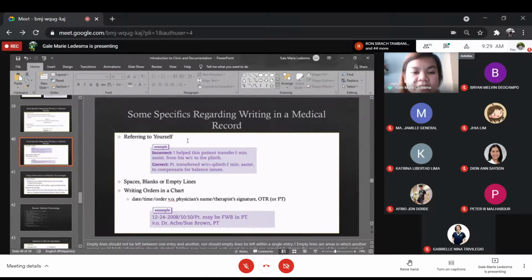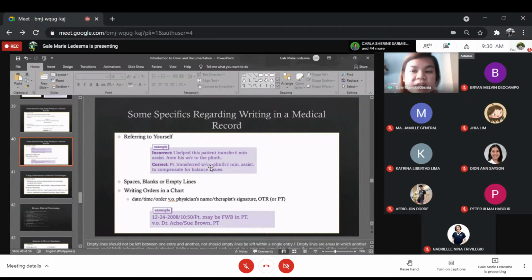Okay, and of course, referring to yourself, no? So this is the correct way. So, okay, di ba, in documentation, we would refer it to patient. So we don't actually write "I", no? So the correct way, patient transferred wheelchair to plinth with minimum assist to compensate for balance issue. So hindi siya nga, "I help this patient transfer." So it's always a third person, no? So patient transferred wheelchair. So that.